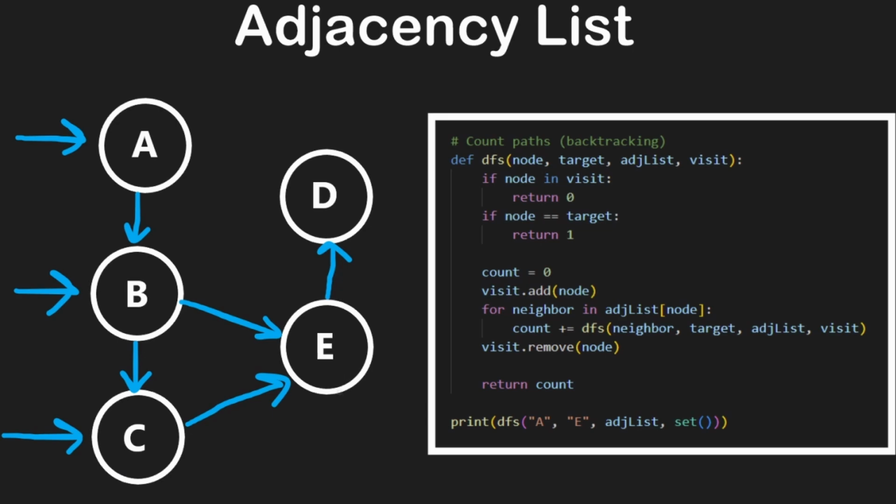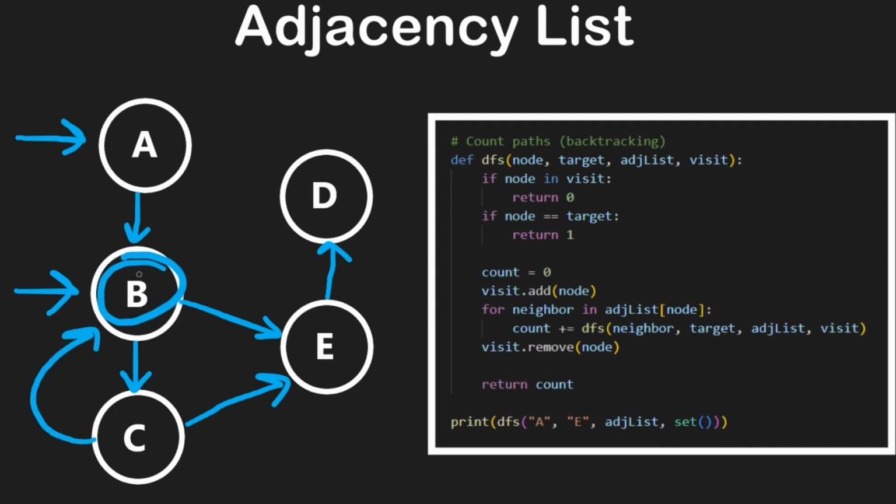So we return 1, we backtrack, and then we end up back at C. From C, we called DFS on E, it returned 1, we add 1 to our count, and then this loop is going to stop because we only had 1 neighbor from C. So then we're going to backtrack now. From visit, we're going to remove C. So you can think of that as removing this pointer.